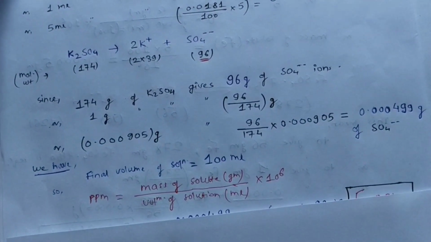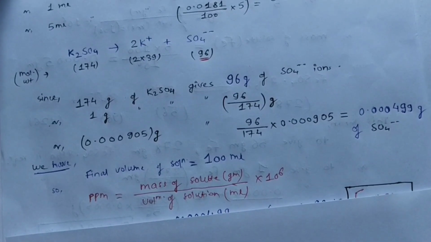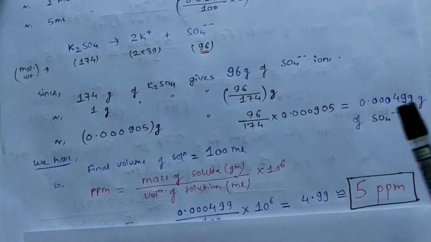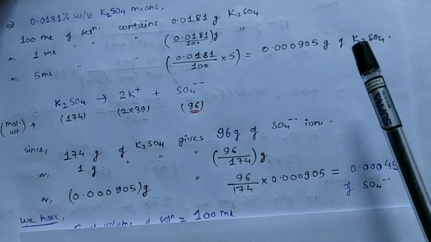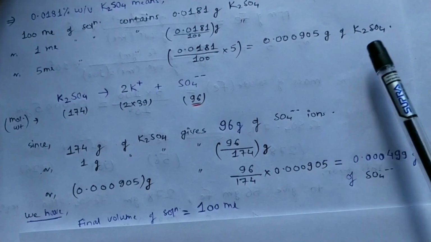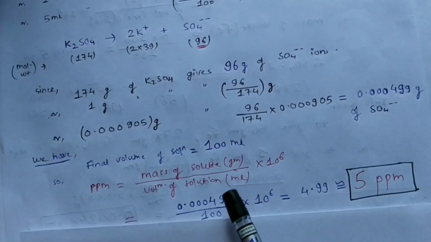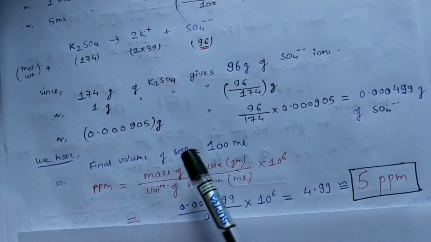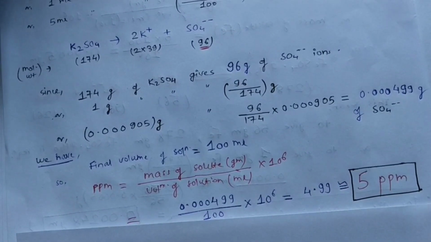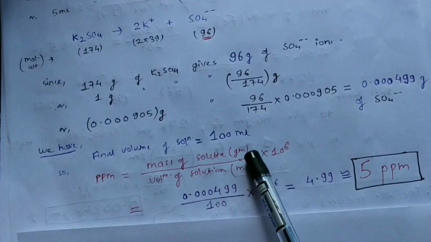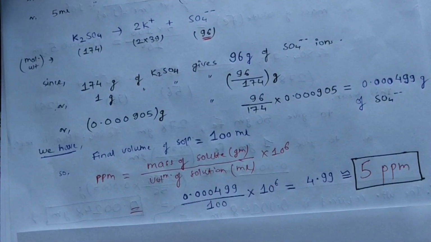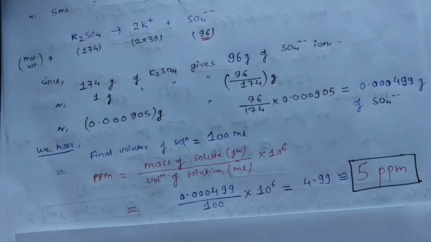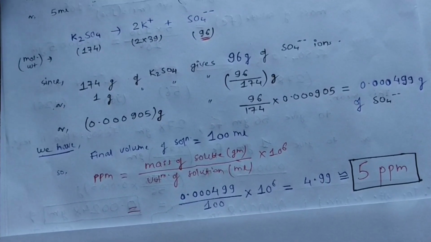So now it is easy to find the parts per million of the sulfate ion by using this formula. The mass of solute in gram, and the question is about sulfate ion. If the question was for potassium sulfate, then you would put the weight of potassium sulfate, 0.00905, here instead of the sulfate ion mass. But the question is of parts per million of sulfate ion. That's why you need to find out the mass of sulfate ion in this. So find the mass of the sulfate ion, that is the solute, then divide by the final solution volume and multiply by 10 to the power 6, 1 million. It is approximately around 5 parts per million.